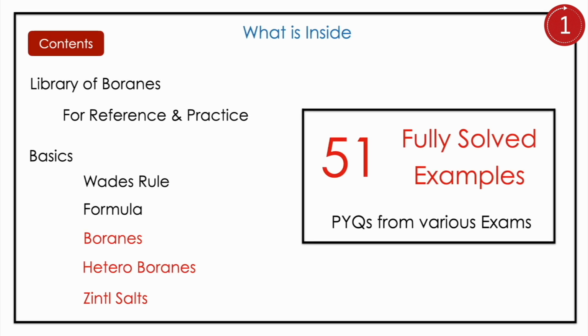What is inside this video? First, we will see the library of boranes. It will help you to solve the problem as well as be a reference for you. Then we will see Wade's rule. What is Wade's rule? The formula behind it. Boranes, heteroboranes and Zintl salts. The most important thing you should know here is we are going to solve 51 examples. Those are all fully solved and taken from various examinations.